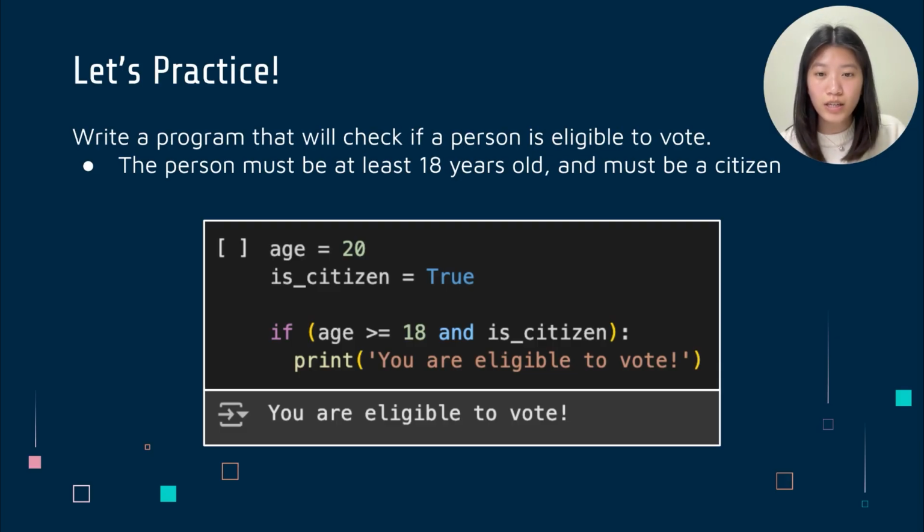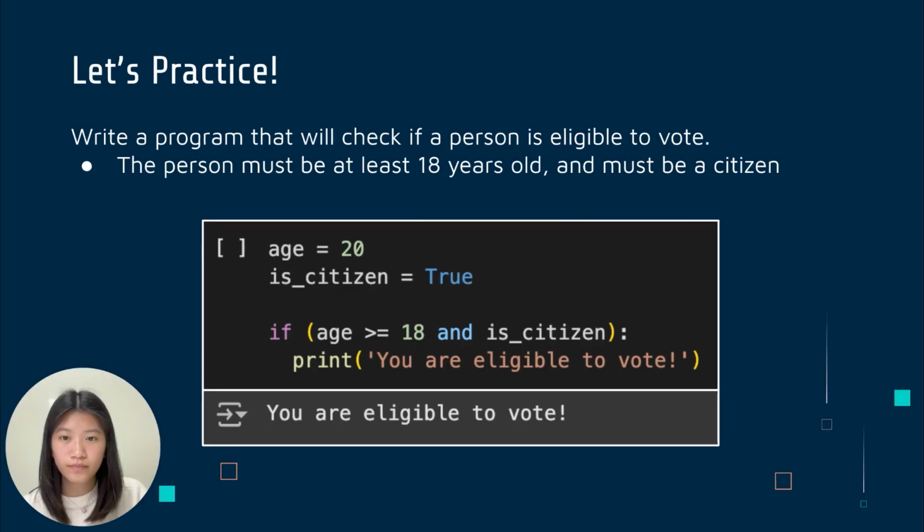So when we check if 20 is greater than or equal to 18, that evaluates to true. And is_citizen is true. So true and true is going to give us true. So we'll print the string "you are eligible to vote."